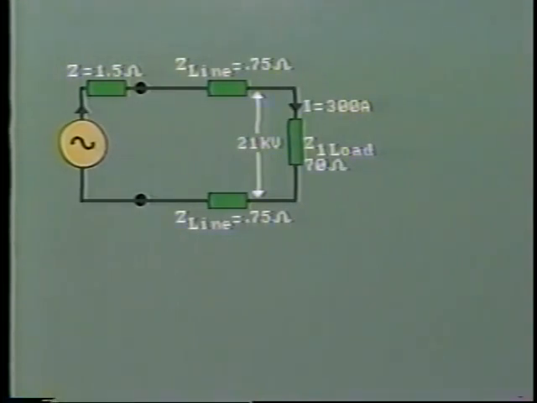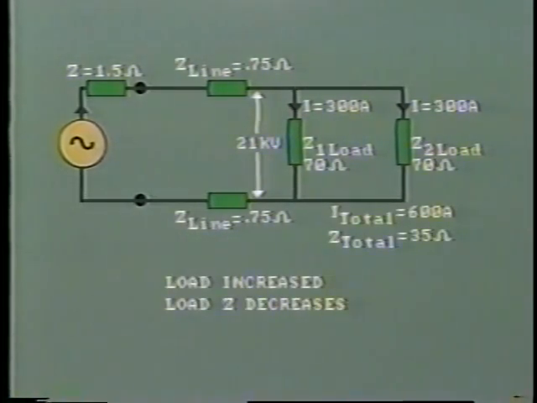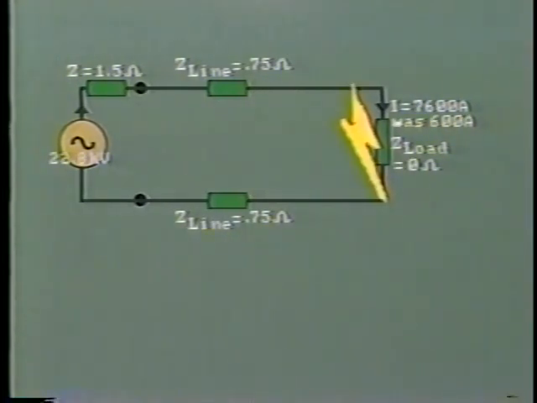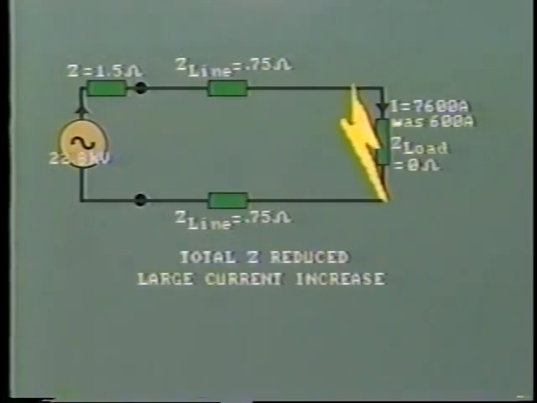We know in practice that it is all a lot more complicated than this. We have 3 phases to worry about, and moreover, the impedances may be at different angles and therefore would have to be added vectorially. But the conclusions are very clear. First, note that an increase in load decreases the load impedance and therefore decreases the total circuit impedance. Secondly, as a result of the short circuit, the total impedance is greatly reduced, and the consequent increase in current circulating in the system is dramatic.